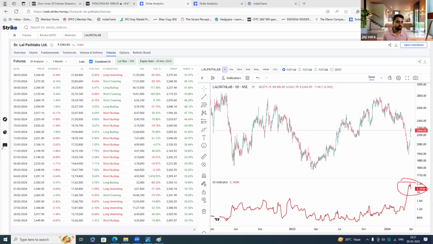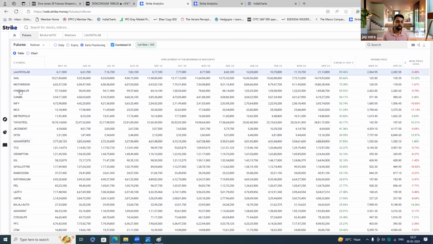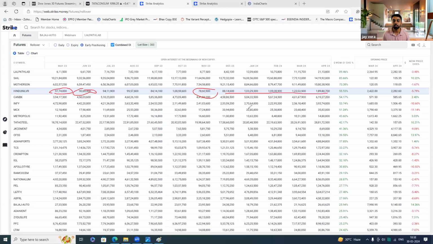And in that sense, when I was looking at the screen, I found out that Hindustan Unilever is one such case where, if you see in the past, there used to be, say, 97 lakh shares, 90 lakh. So basically 90, 80, it had even gone to 70 or so on. But in the last 3 or 4 months, you have seen an open interest pickup over here.